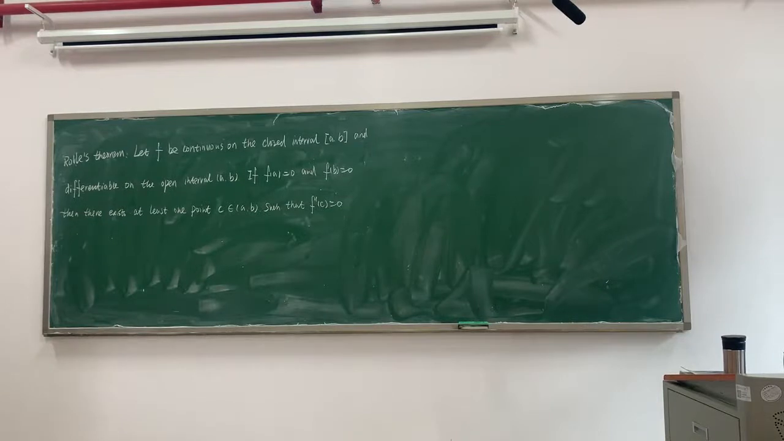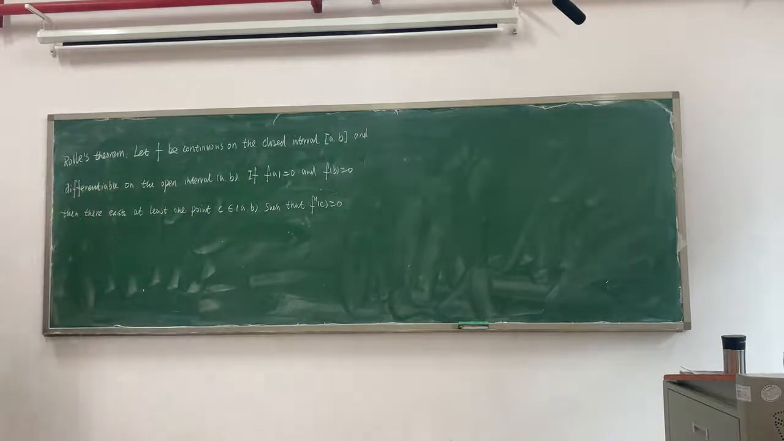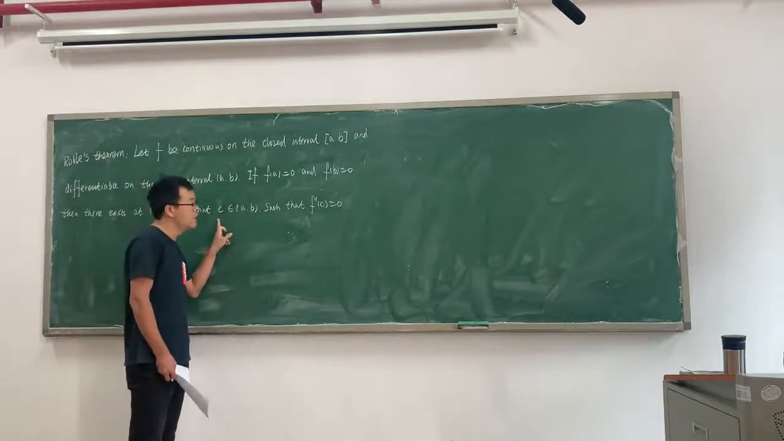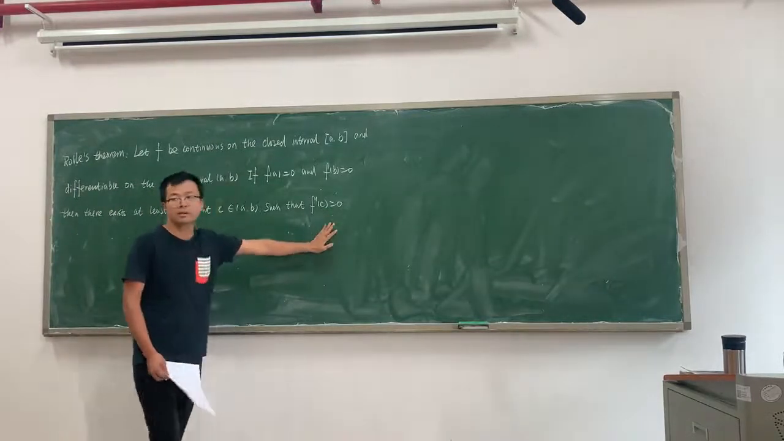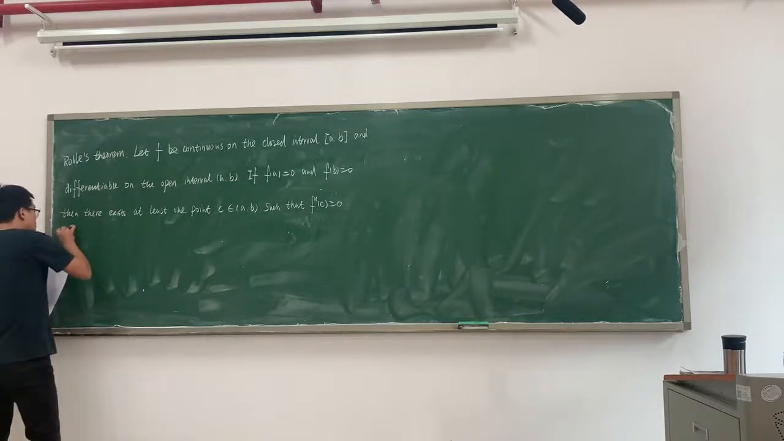Let f be continuous on the closed interval [a, b], and differentiable on the open interval (a, b). If f(a) equal to 0 and f(b) equal to 0, then there exists at least one point c such that f prime(c) equal to 0, okay? This is the Rolle's theorem. And then we introduce another theorem, the mean value theorem.